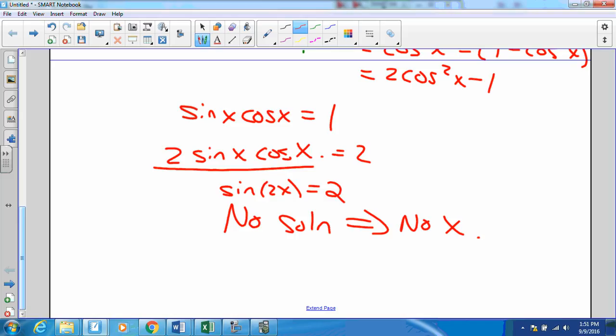You only use a graph for finding intersections, and we use graphs to get ideas. We think that the answer to this is no x based on the graph. We're pretty sure. That's what a conjecture is. It's something you're pretty sure of, but you have to prove it. Does that make sense?